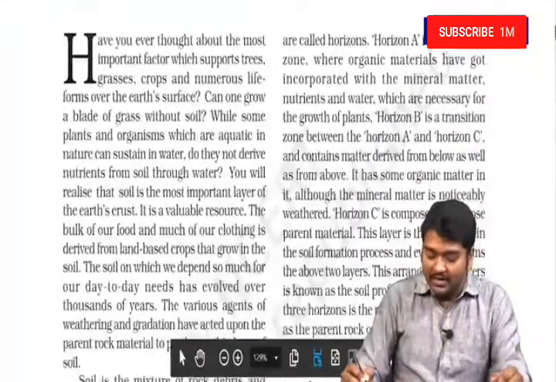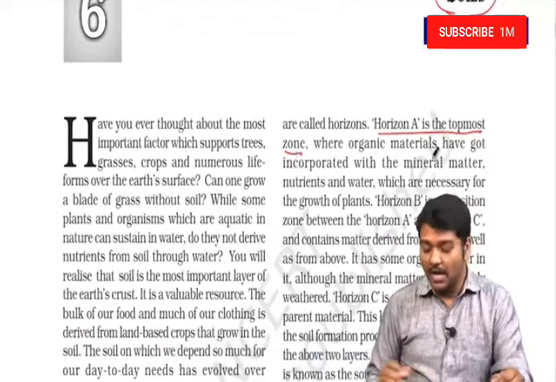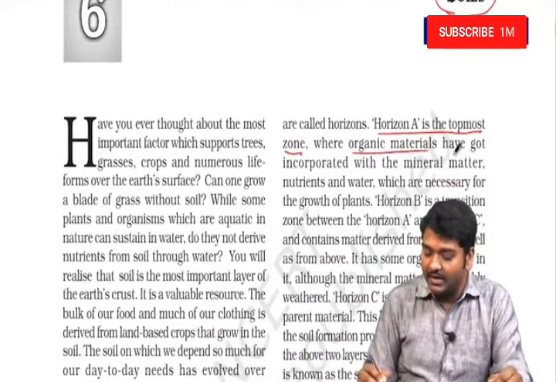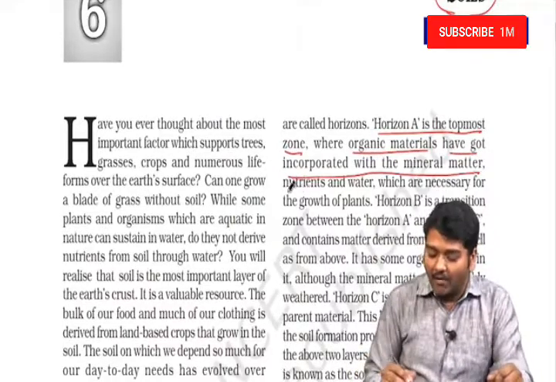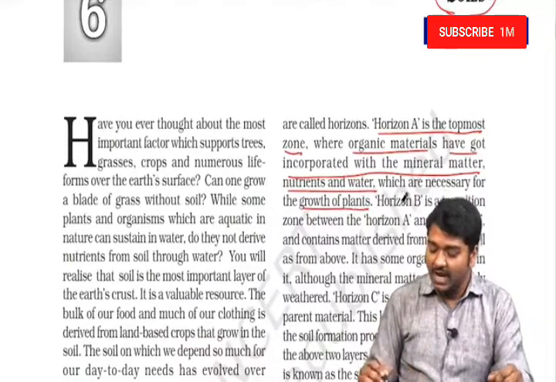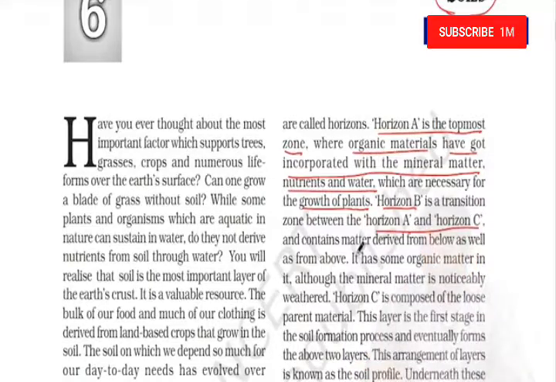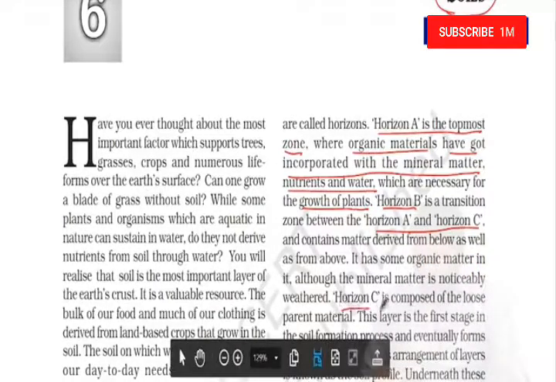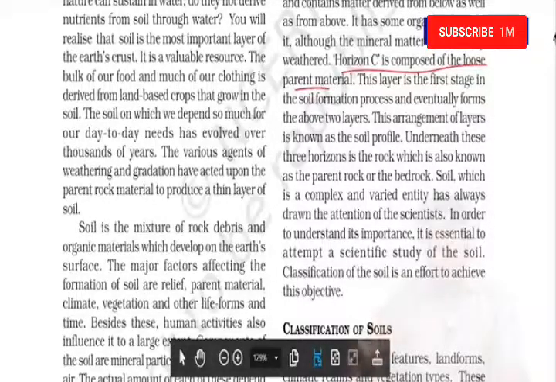So, here we observe the first important thing: horizon A is the topmost zone, in which organic materials have got incorporated, and water and nutrients are present for the growth of plants. Then you have horizon B, which is the transition between horizon A and C and contains matter derived from both above and below. And then you have horizon C, which is directly obtained from the parent material. This is what we try to observe.